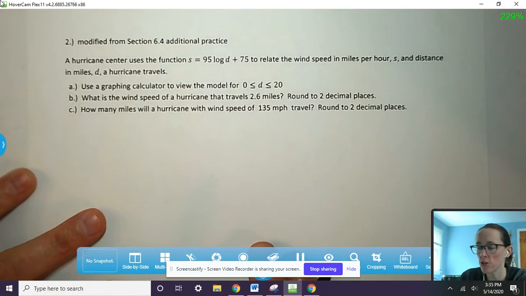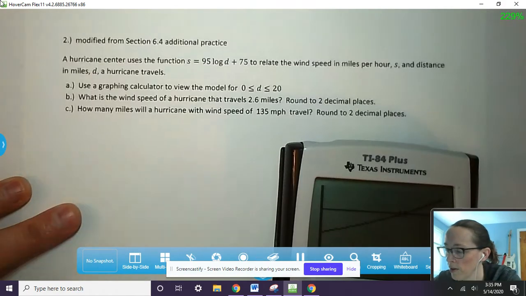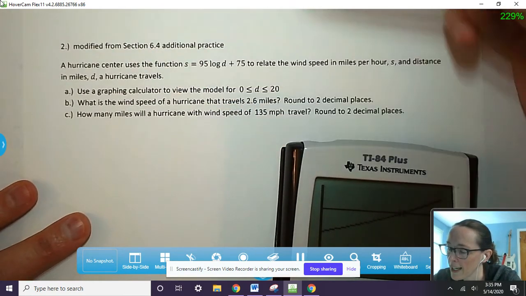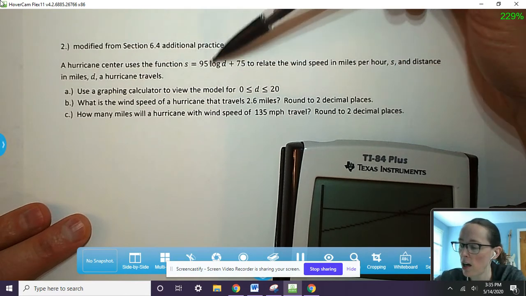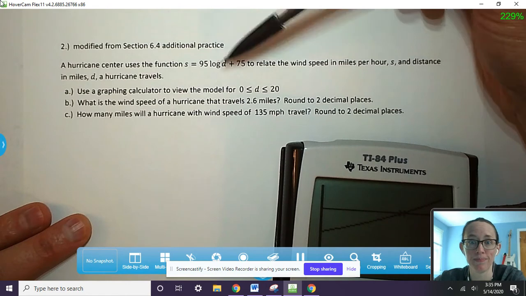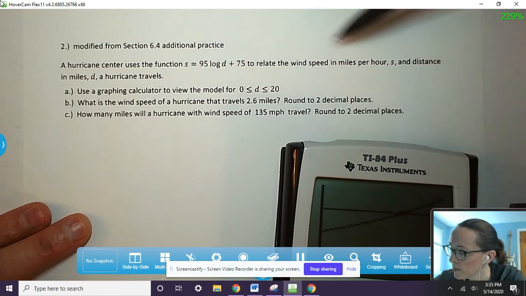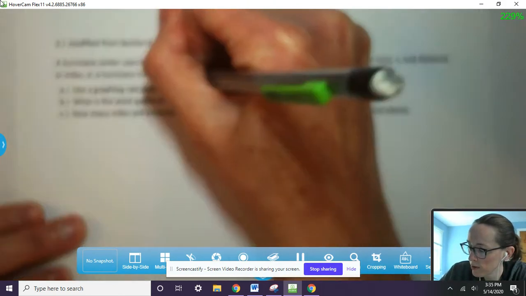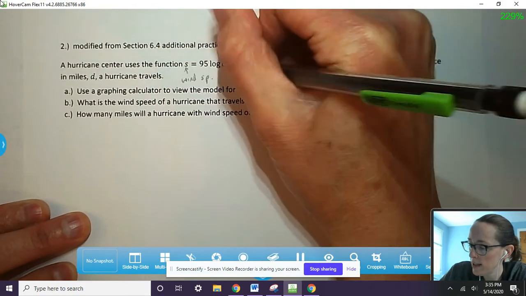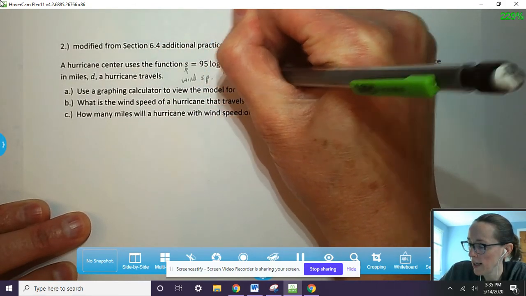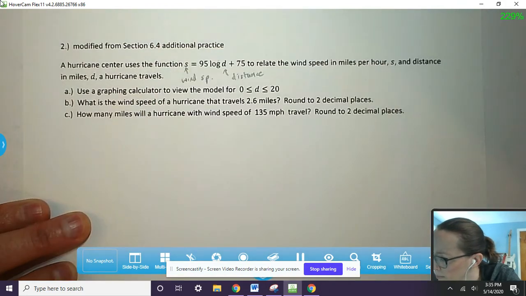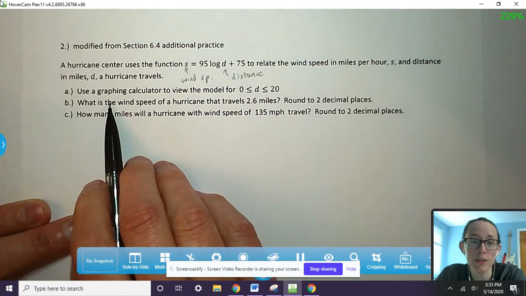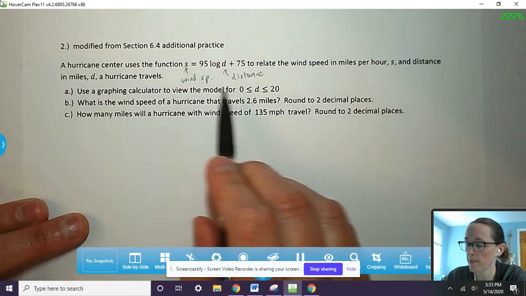So this problem I took from the extra practice section of our Pearson resources, and I modified it, changed it up a little bit. So we have a hurricane center that uses this log function. That's common log base 10, because it doesn't have a base written. And it relates the wind speed in miles per hour. S is the wind speed, and D is the distance the hurricane has traveled. The distance is in miles and the speed is in miles per hour. So what we want to do first, according to the instructions, is graph the function on the calculator from 0 to 20.